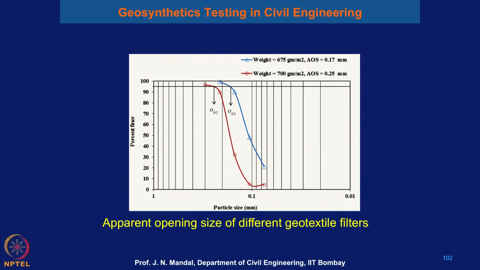We have to design what material should be retained on the geosynthetic material and what material should pass through the geosynthetic material. So, this is used mainly for filtration and drainage systems, and apparent opening size is very important also for any kind of water flow related problem, erosion control related problem.